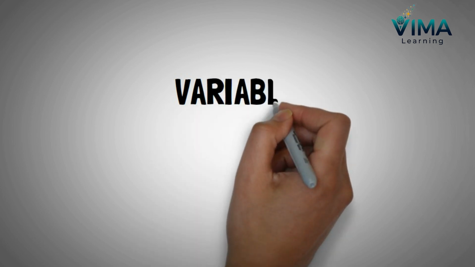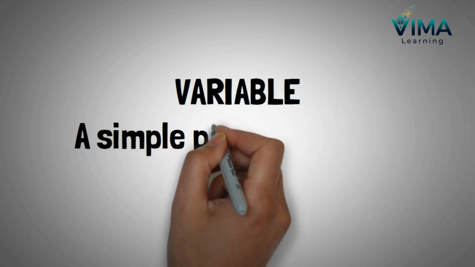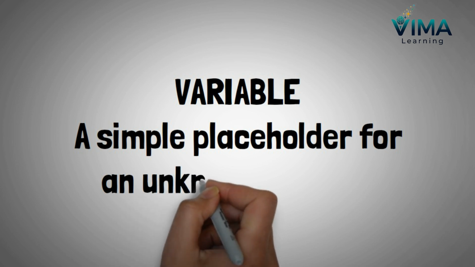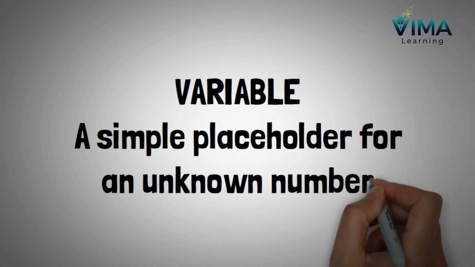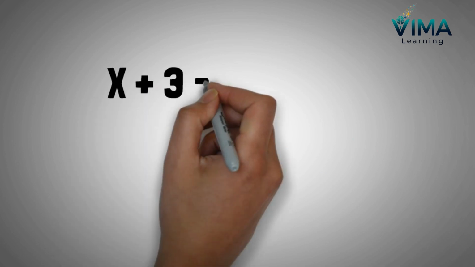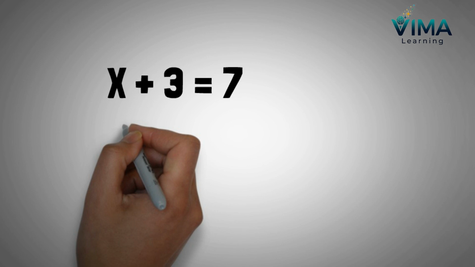Now, a variable is simply a placeholder for a number we don't know yet. Let's take a simple example. I'm thinking of a number. When I add 3 to it, I get 7. What is the number? Now we can write that as an equation like this. The number I'm thinking about is represented by x. When I add 3 to it, it gives me 7.